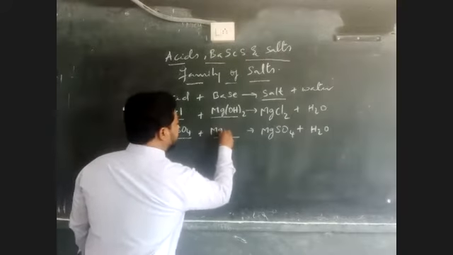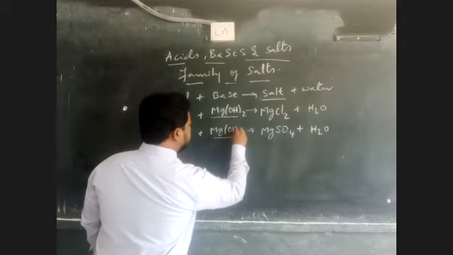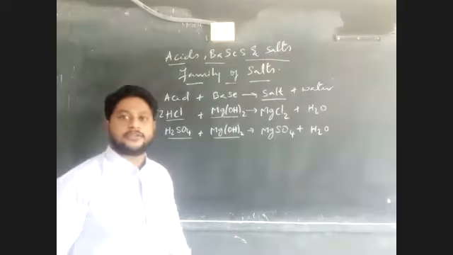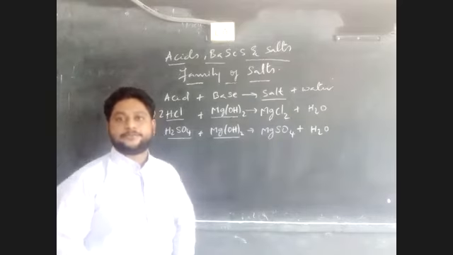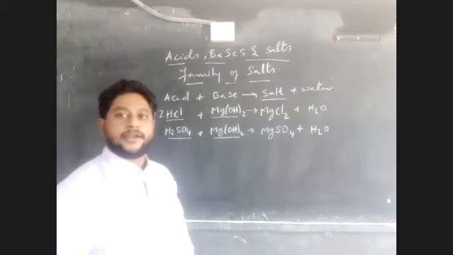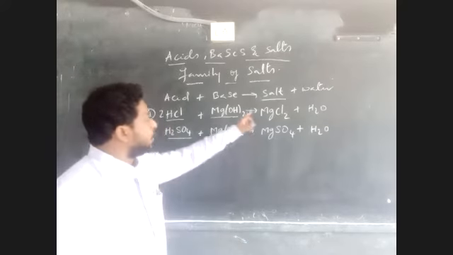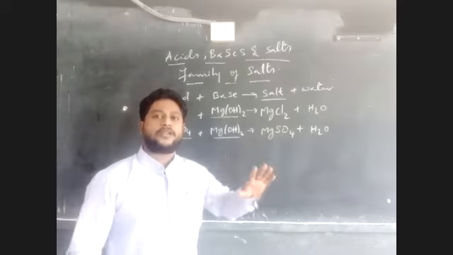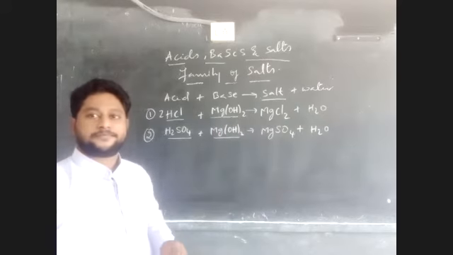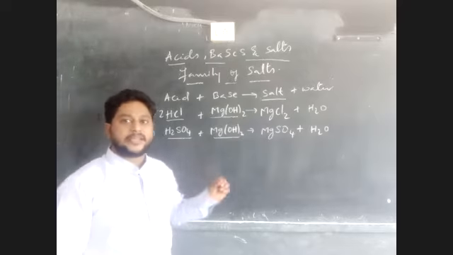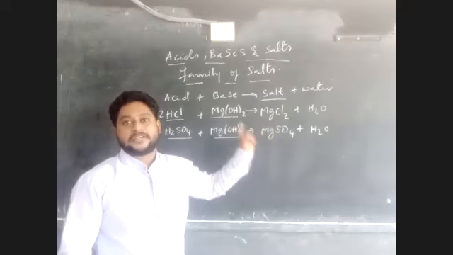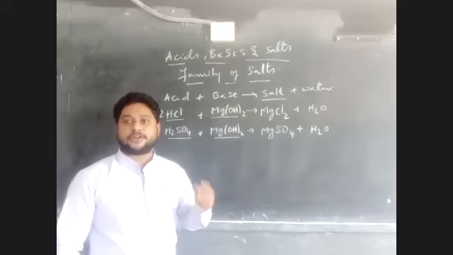So, Mg(OH) taken twice, Mg(OH)2. So, the salt is obtained here. Now, if you look at both the salts, what is the common thing you find here? What is the common thing that you find in the salts, in the first and second one?